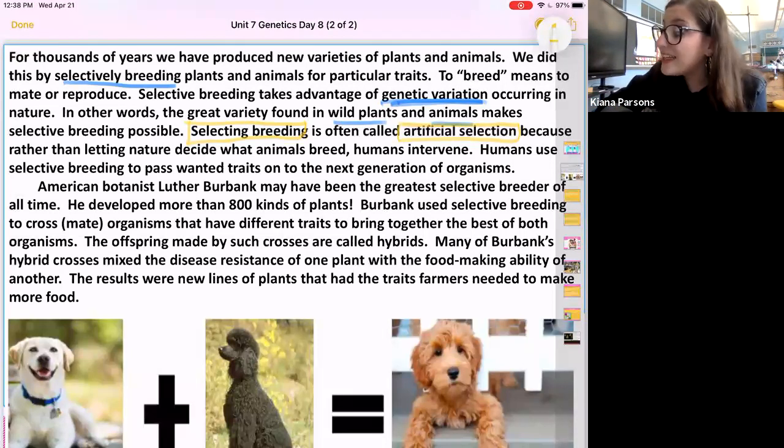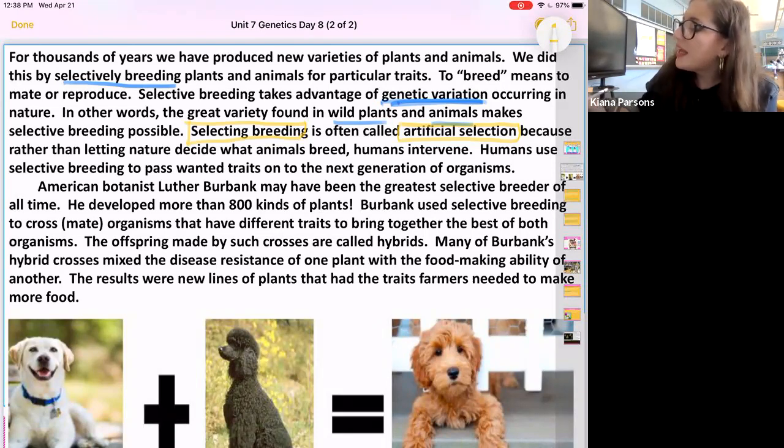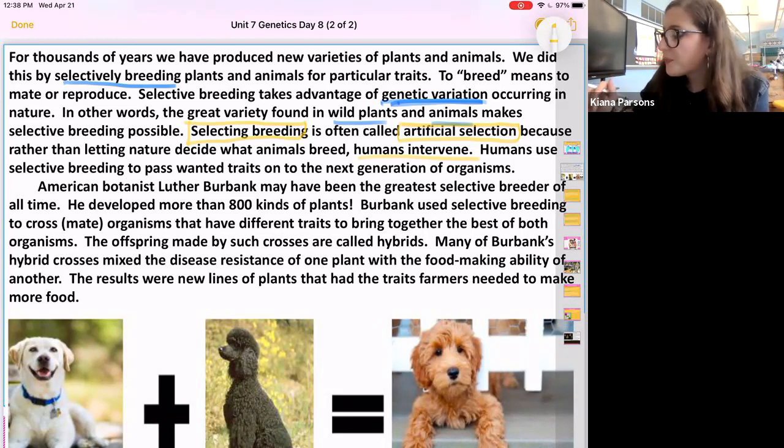Because rather than letting nature decide, natural selection, what animals breed, humans intervene. So human intervention is part of selective breeding or artificial selection. They mean the same thing. Humans use selective breeding to pass wanted traits on to the next generation of organisms.